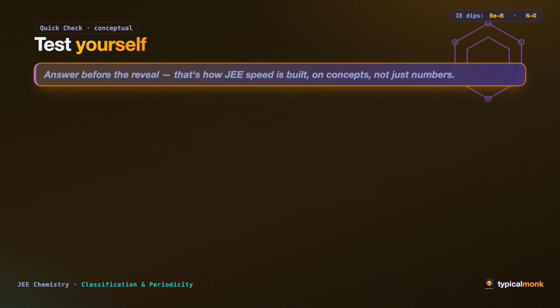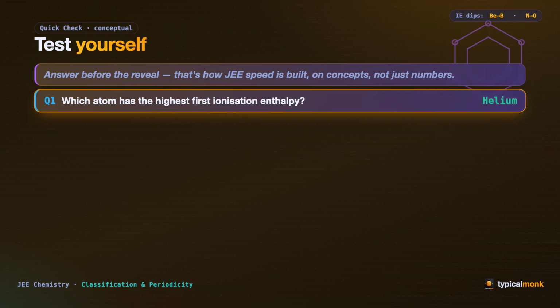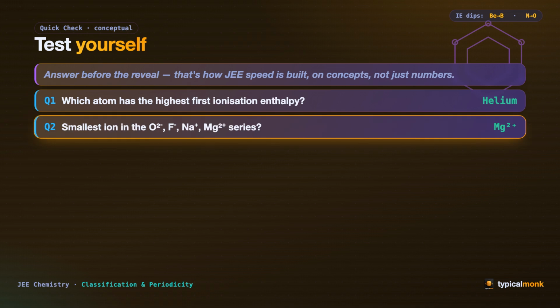Time to test yourself, rapid fire, and today it is all concepts, not calculation. Here is the rule. I ask, you answer in your head before the reveal, out loud if you can. Question 1. Which atom has the highest first ionization enthalpy on the entire table? Helium, the smallest, tightest atom there is. Question 2. In the series oxide, fluoride, sodium ion, magnesium ion, which is the smallest? Magnesium ion, the one with the most protons pulling on the same electron count.